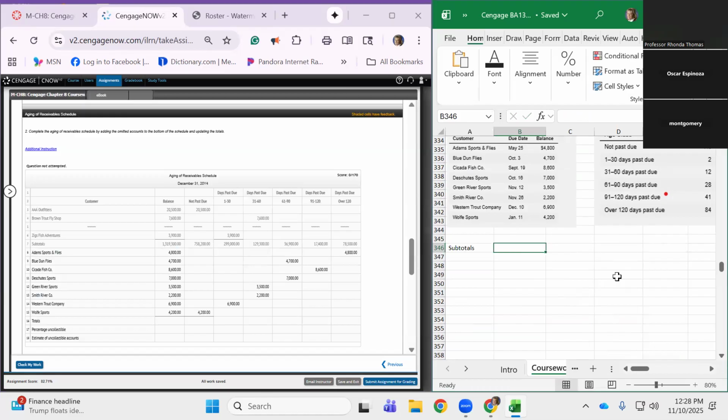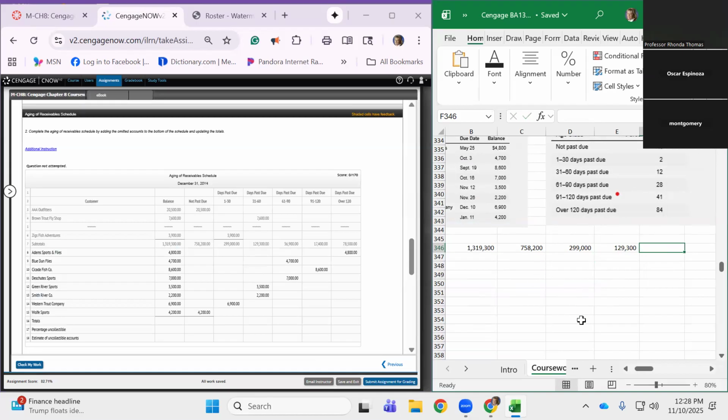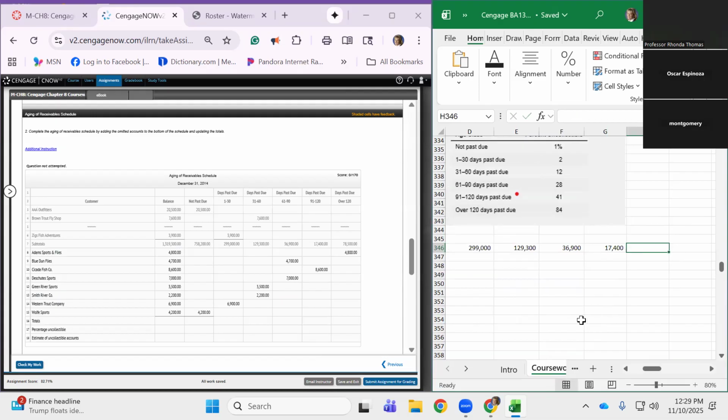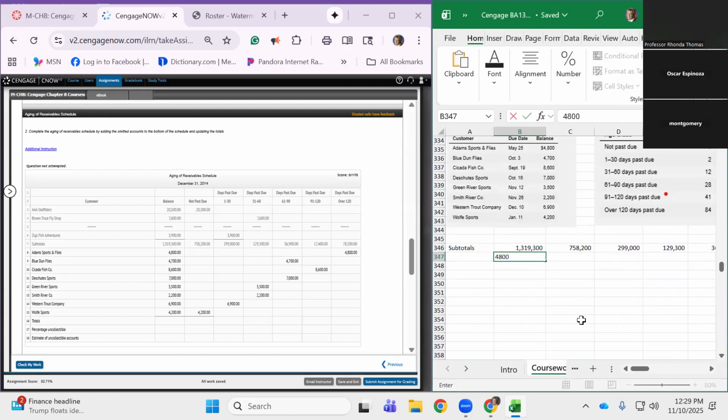My first subtotal is the balance, 1,319,300. Let me go 1 million. I got one too many zeros. Now we're ready. 758,200, 299,000 is 1 to 30 days past due. 129,300 is 31 to 60 days past due. 61 to 90 days past due is 36,900, and 91 to 120 days past due, 17,400. And finally, the last column that's over 120 days old, 78,500. Now I'm just going to put in how much we have for each of these. So I'm just filling this in.